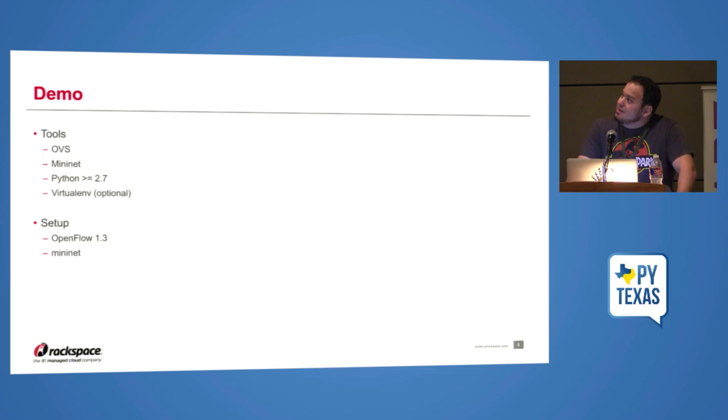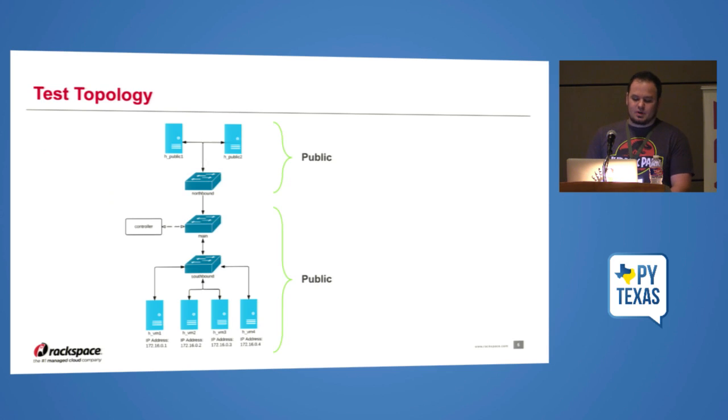If you're not familiar with Mininet, Mininet is a package that allows you to simulate different network topologies. And then OpenFlow 1.3, and I don't know why I have Mininet on there twice. So our test topology is this.